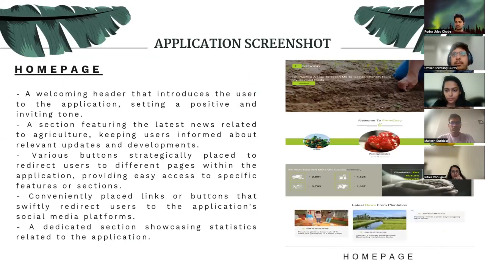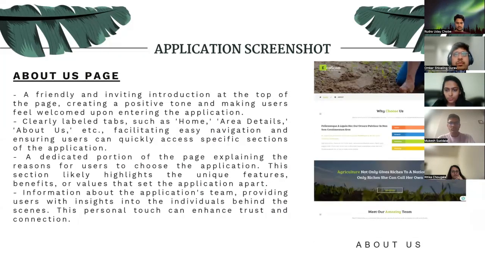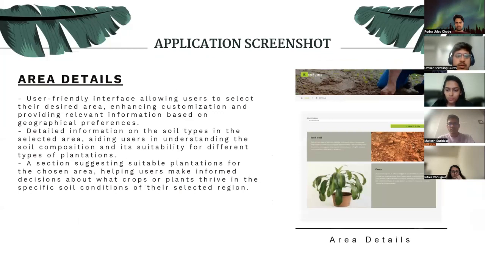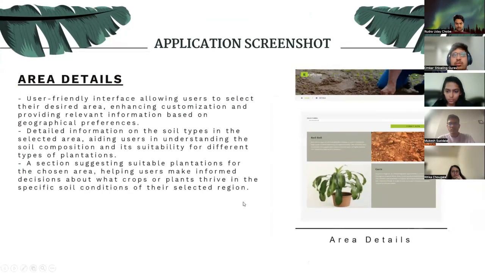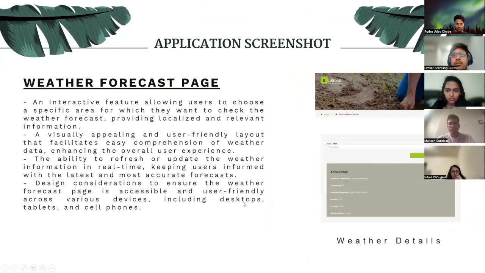So this is how our app looks. This is our home page. This is our about us page. This is our area details page, where we tell what the soils are and what type of plants are suitable for a particular area if you choose it. Next is our weather forecast page. Currently we haven't created it with the village data; these are just some garbage values. We are still working on the weather forecasting page.